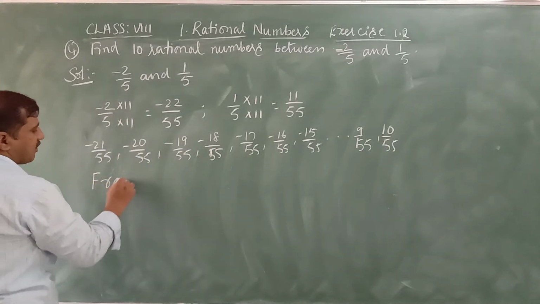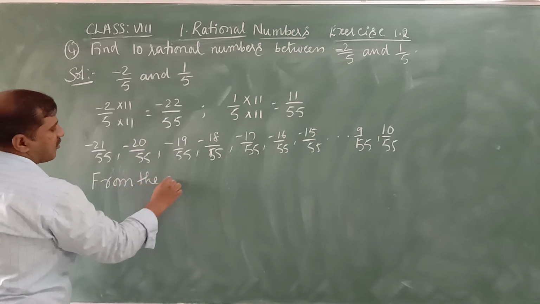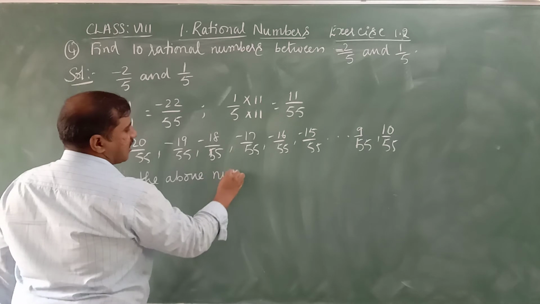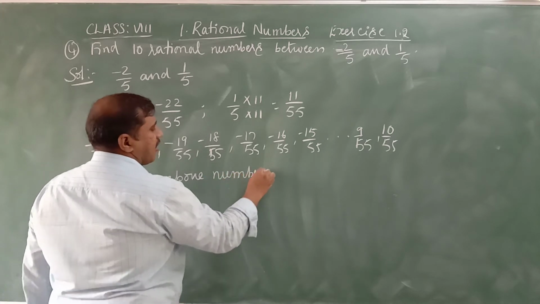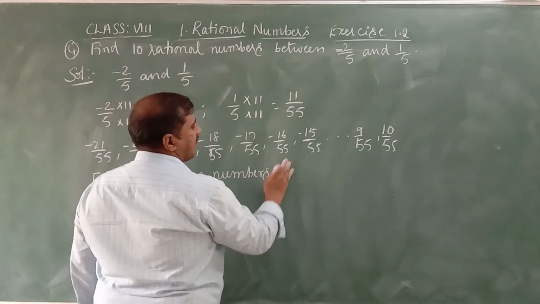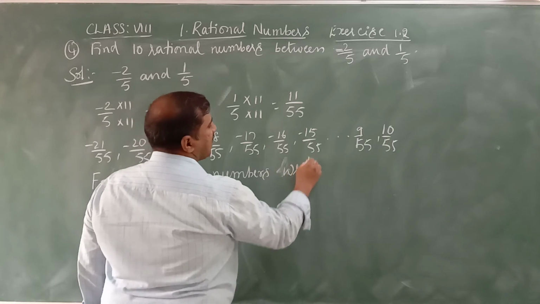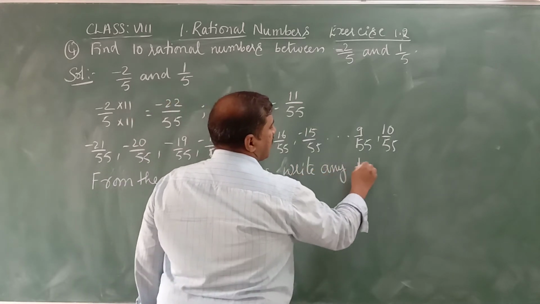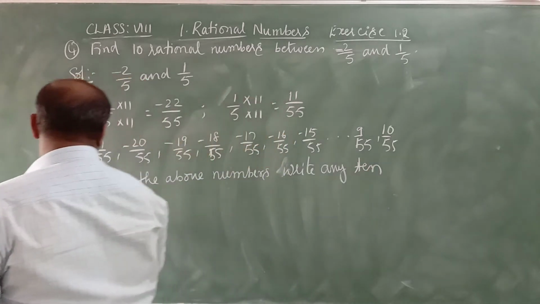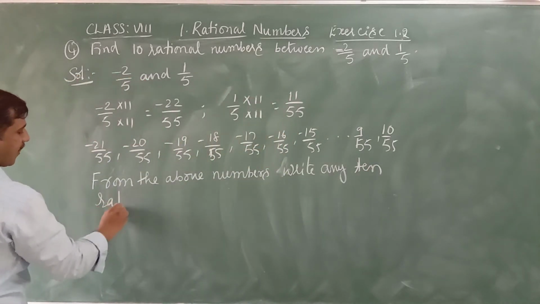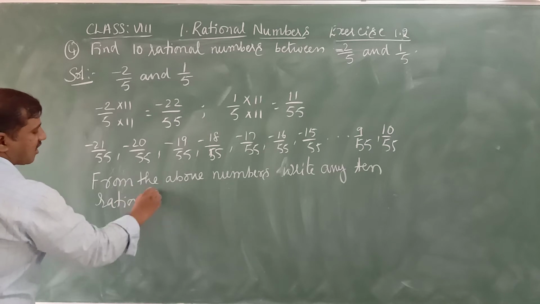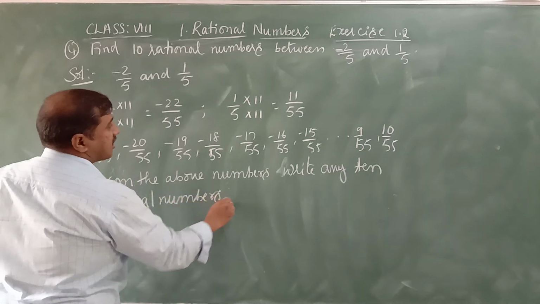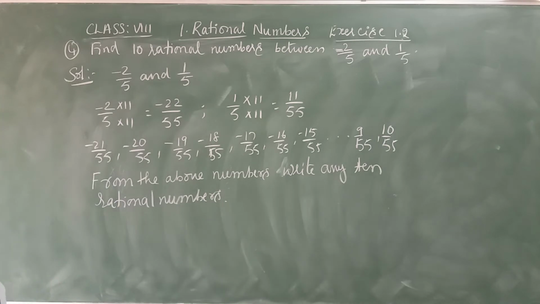From the above numbers, write any 10 rational numbers. So like this we will find the rational numbers between any two given rational numbers.